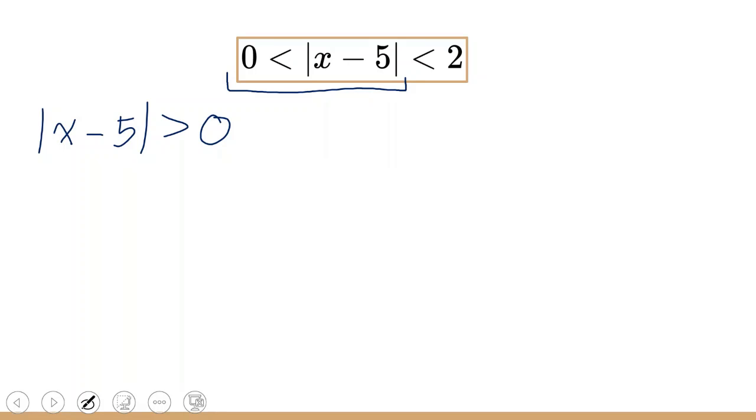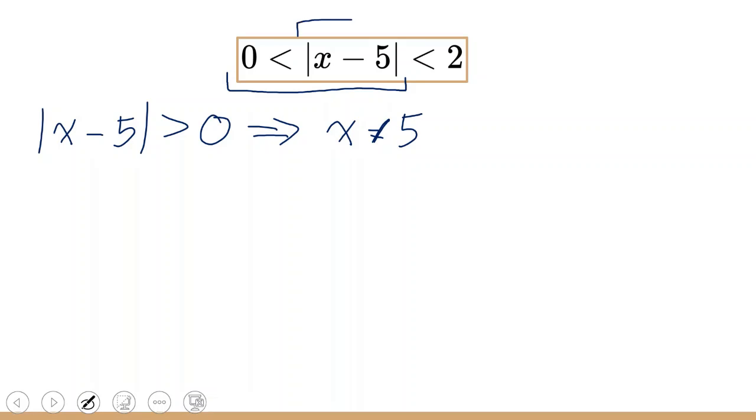Now, by property of the absolute sign, we already know that the absolute value of x minus 5 cannot be negative. So the only part I need to consider is when might x minus 5 be equal to 0, which we can tell is when x is equal to 5. So I know that x cannot be equal to 5 for this solution.